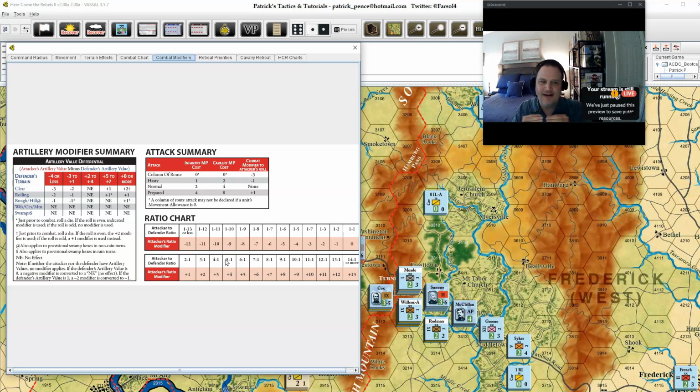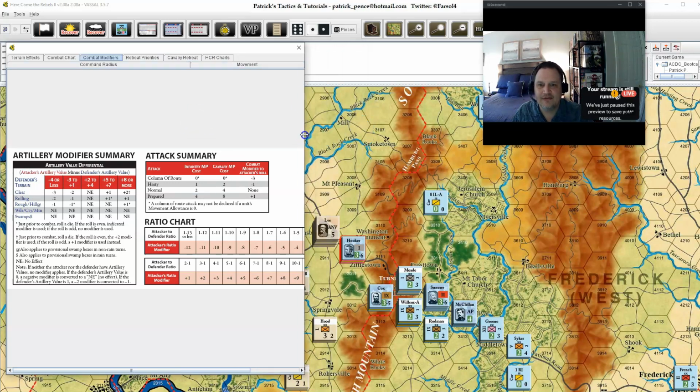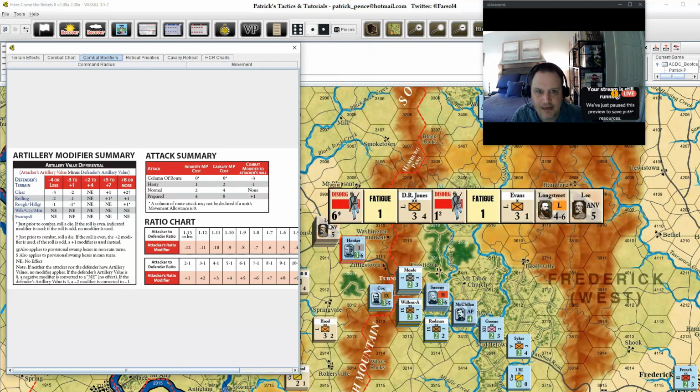The next level up from that is hasty. Hasty is a -1 die roll modifier, but it costs 1 movement point. So again, not great, but if you only have 1 movement point left, you might want to make a hasty attack if you've got, again, superior force numbers. And then the normal attack on the march is 2 movement points. Let's say he's got these 2 movement points left. He's going to expend those last 2 to make the attack on Lee and Longstreet there, because he's a gambling man.